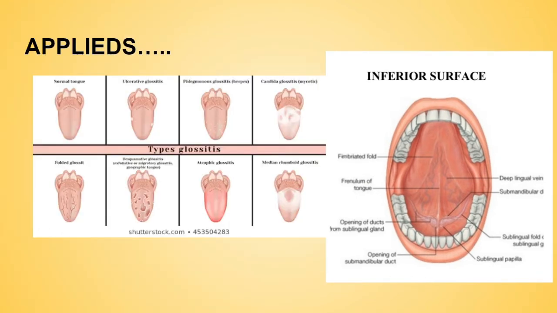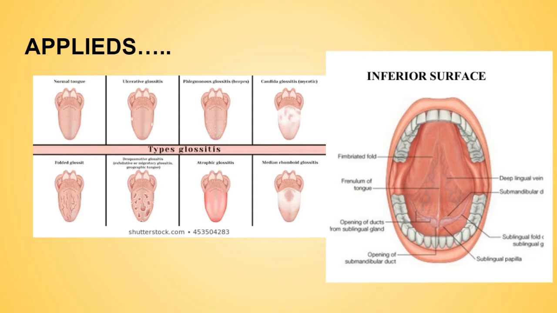The next is the applied aspects of this part. First of all, glossitis. What is glossitis? It is the inflammation or ulceration of the tongue, associated with stomatitis, the inflammation of the mouth cavity. In certain anemias, the tongue becomes smooth due to the atrophy of the filiform papillae.